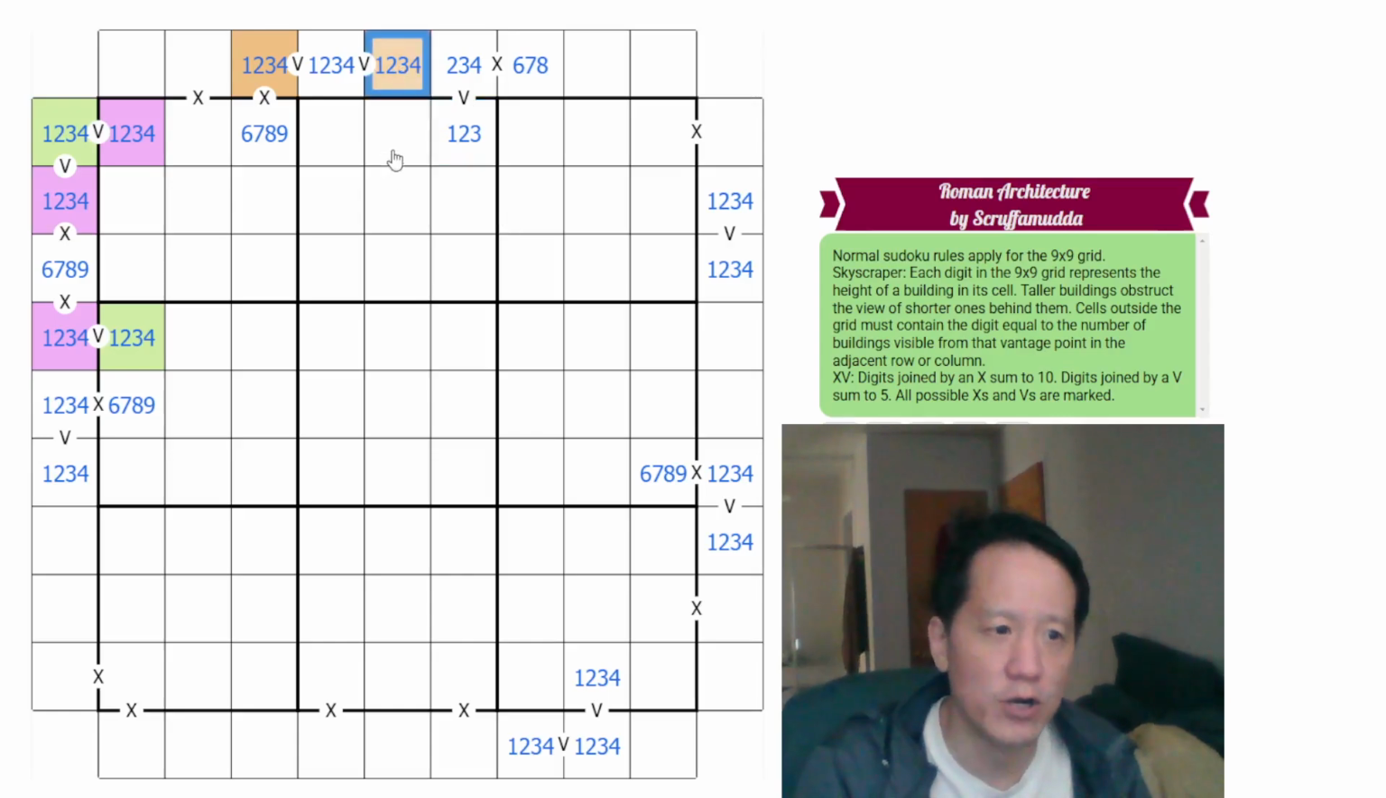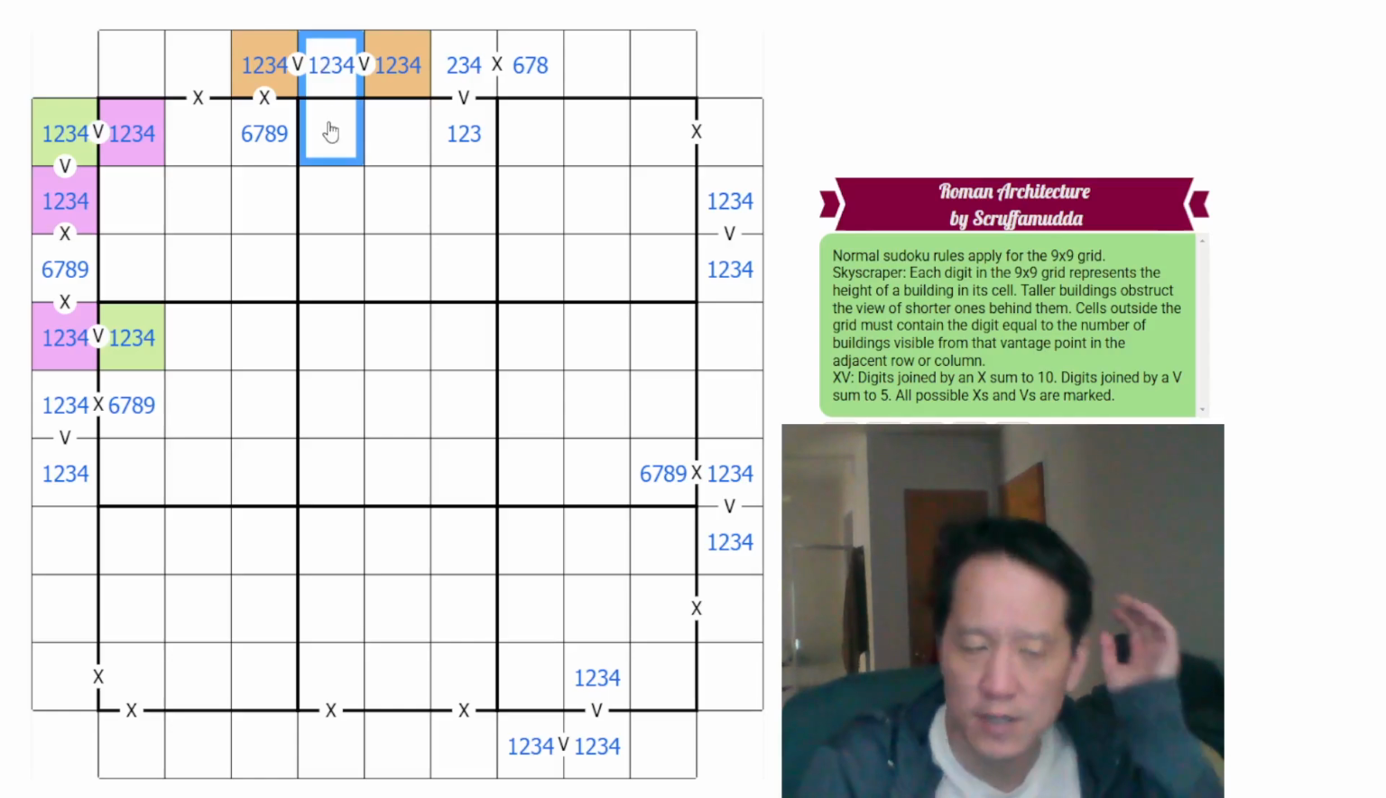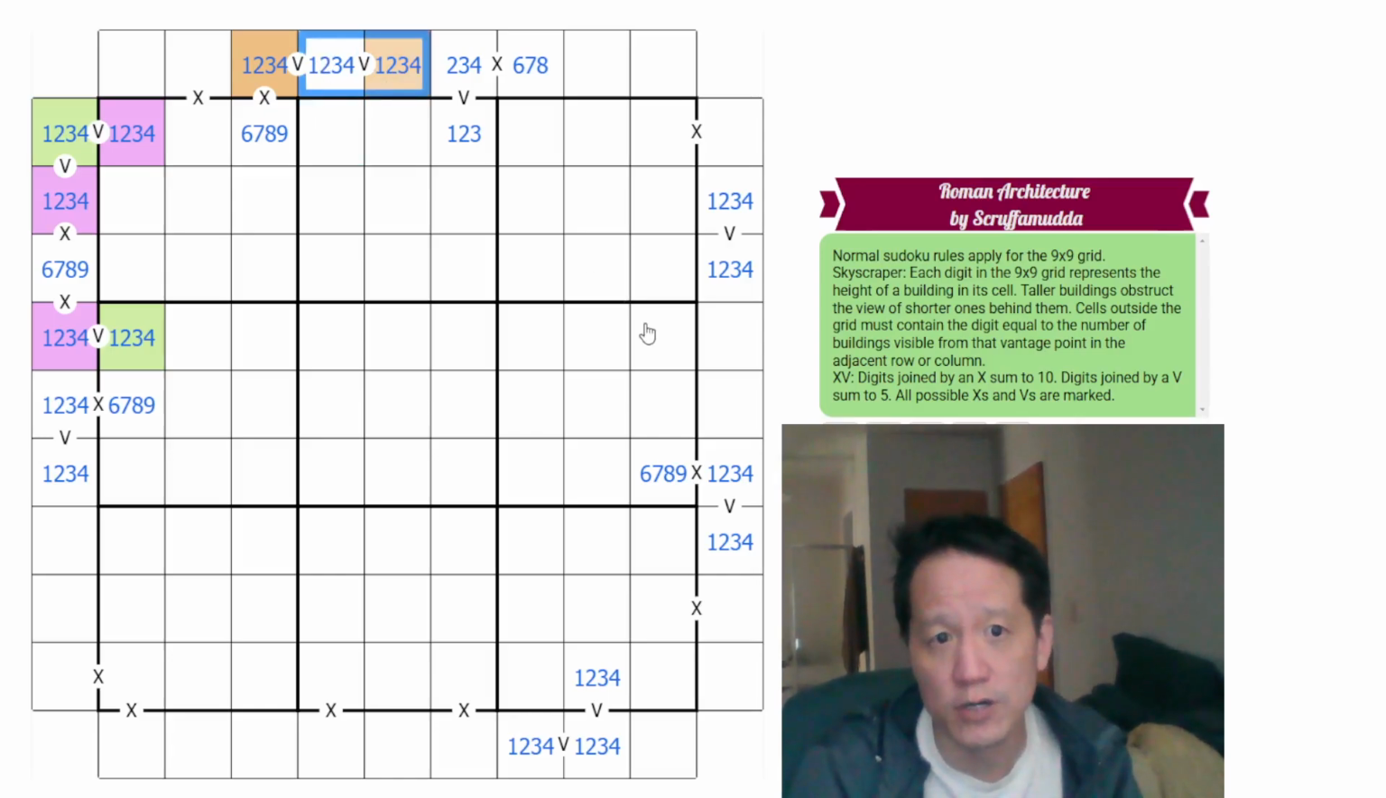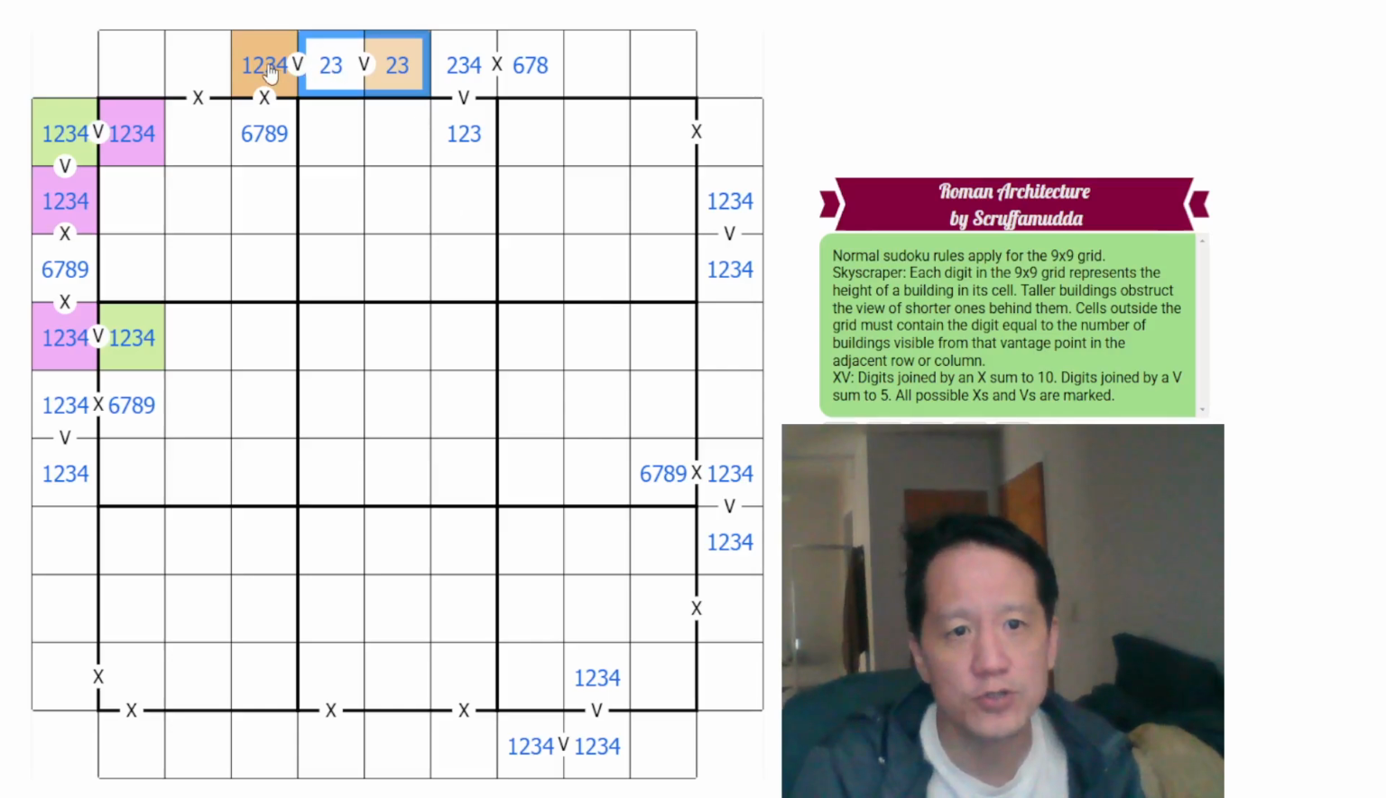This can't be 1 because it would have to have a 9 next to it, and it would not see it. So this can't be 1 either, similarly, because this would have a 9 next to it, but it can't see that. So neither of these are 1. Therefore, they're both 2 and 3. This is 2 and 3. This does not have a 9 next to it, so this can't be a 1. So therefore this is 2 and 3, which means this is 2 and 3.